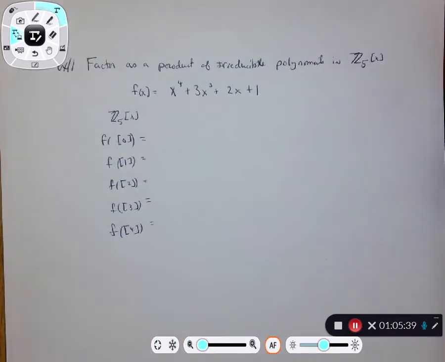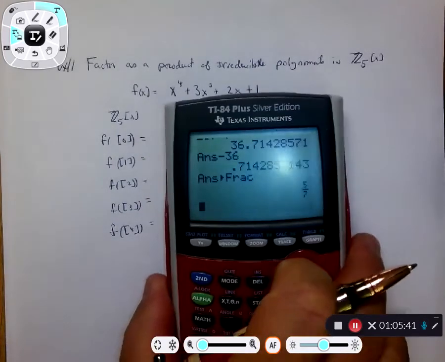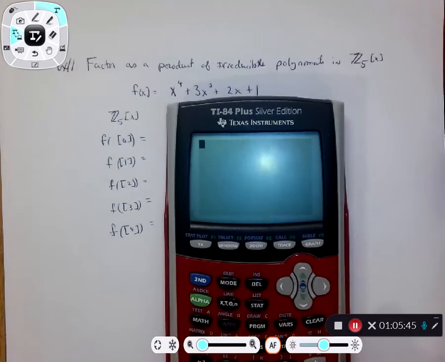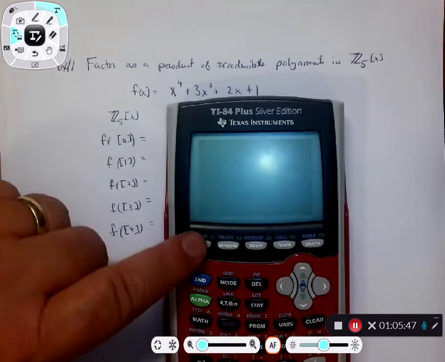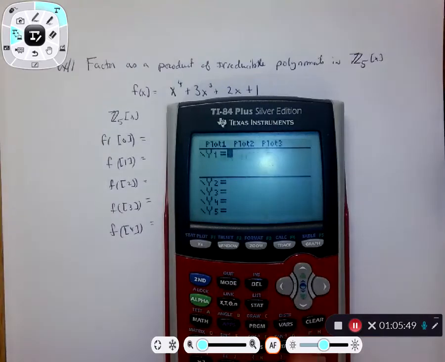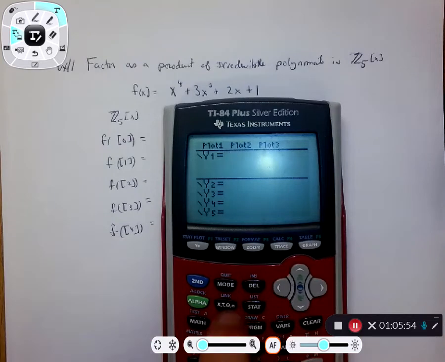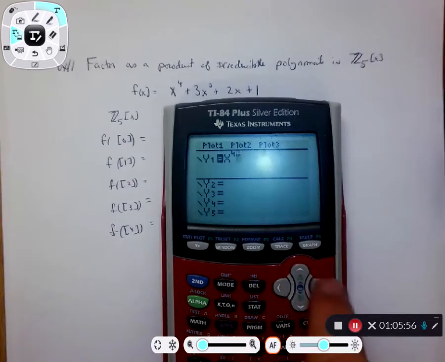polynomial. Now, I know people are already wanting to talk to me, hey, there's an easier way using the table button. Yeah, I know about the table button here. I'm going to show you how to do that too. So I'm going to go to y equals, clear out the old graph, and type in the new graph. The new graph is x to the fourth, plus 3x cubed, plus 2x, plus 1.